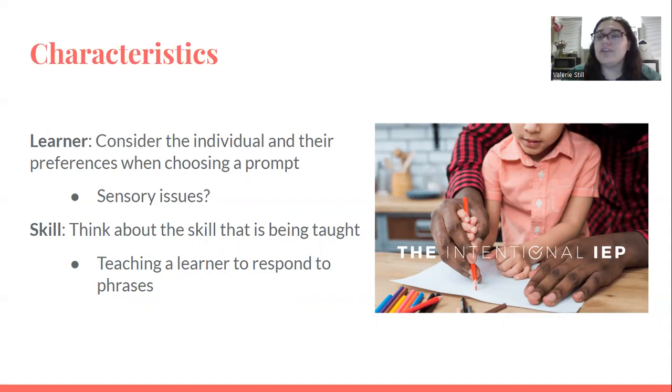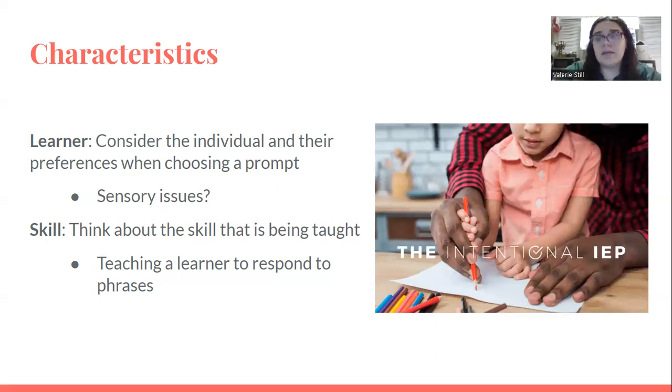Additionally, if they have a visual impairment, then maybe a visual prompt is not going to be the most beneficial for them. So we're going to think about what the learner needs and what skills they already have and build off of those when we decide which prompt we want to use. And then we're also going to think about the skill that is being taught. In the photo to the right, you can see that somebody is helping a child either draw or write. So maybe a physical prompt is going to be beneficial for that, but a visual cue might not be as beneficial when there's more movement involved.